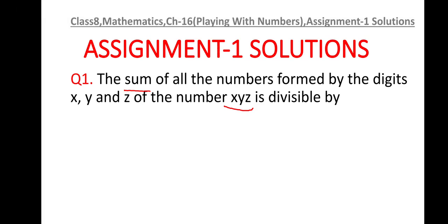So let us see what will be the answer. These are the options given to us. Option A is 11, B is 33, C is 37 and D is 74.